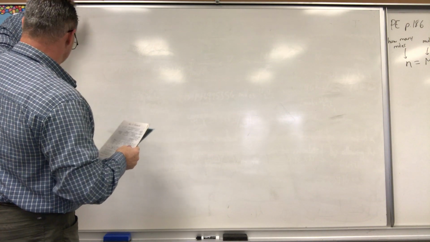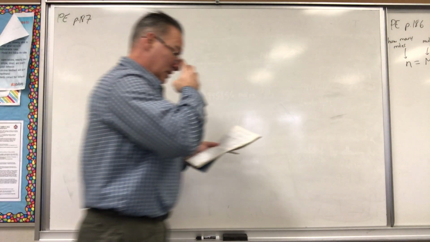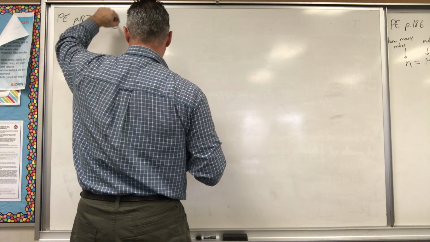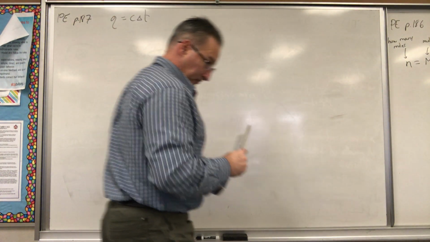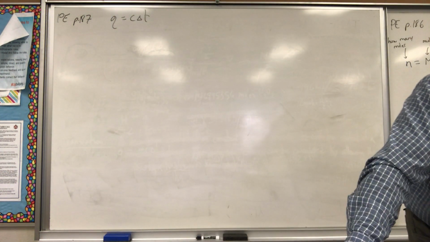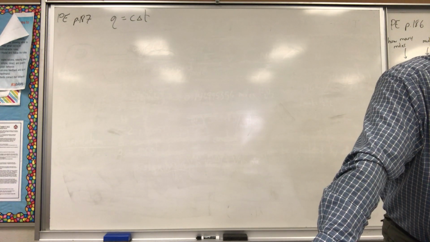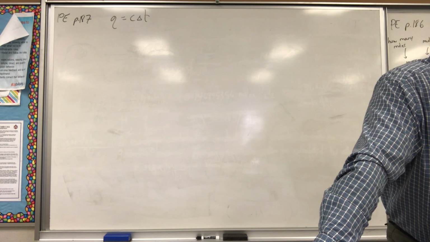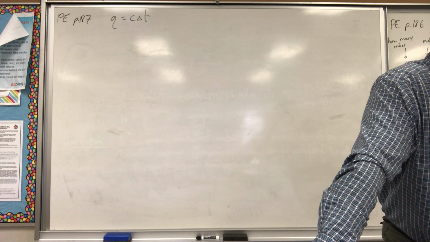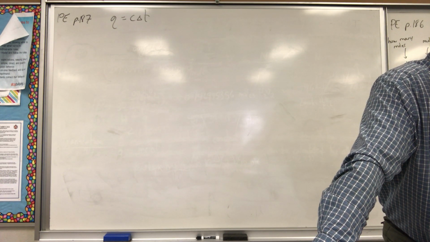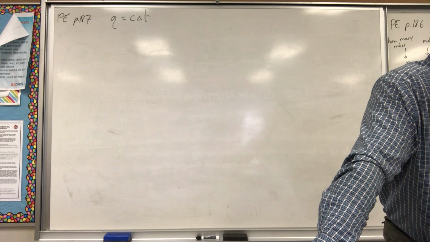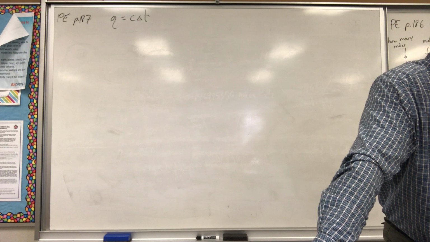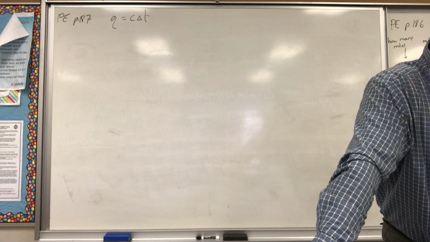Practice exercise on page 187. I've got chemistry on the brain here. So Q is equal to C delta T is what we're going to use in this case. Let's read the question. A 0.5865 gram sample of lactic acid is burned in a calorimeter whose heat capacity is 4.812 kilojoules per degree Celsius. The temperature increases from 23.1 to 24.95 degrees Celsius. Calculate the heat of combustion of lactic acid, A, per gram, and B, per mole.